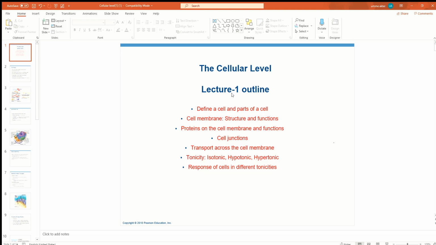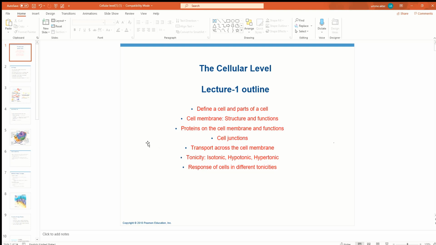Then we'll see the response of a living cell in three different types of solution: isotonic solution, hypertonic solution, and hypotonic solution. How the cell responds in those three types of solution. So those are the things we'll talk about today.